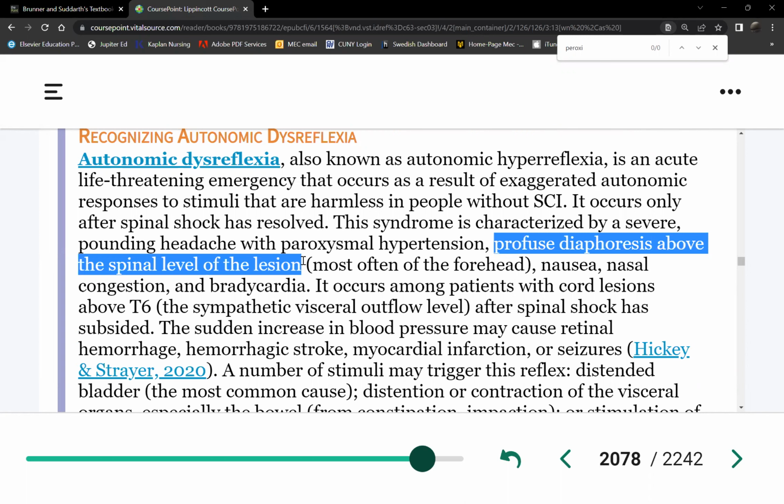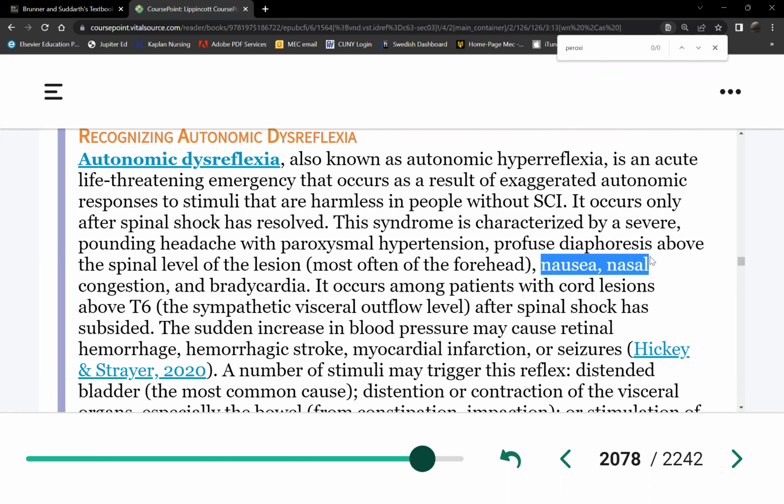And of course, there's bradycardia here. Same thing as neurogenic shock. Other symptoms are nasal congestion and nausea. And of course, the bradycardia. So these are the manifestations. So the first thing you would do is what? Check the cause, because the only way to stop this is to eliminate the cause. So what are the two most common causes again? Bladder distension and or bowel impaction.